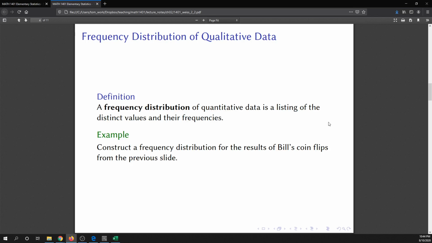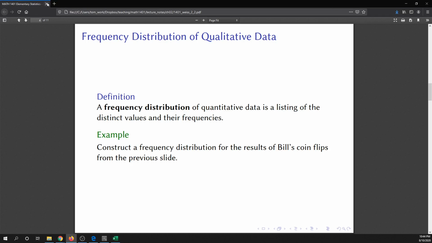A frequency distribution of qualitative data is a listing of all the distinct values and their frequencies. Basically, it's just a little table with all of the values listed in one of the columns and then all their frequencies in the other. In this example, we want to construct a frequency distribution for the result of Bill's coin flips from the previous slides.